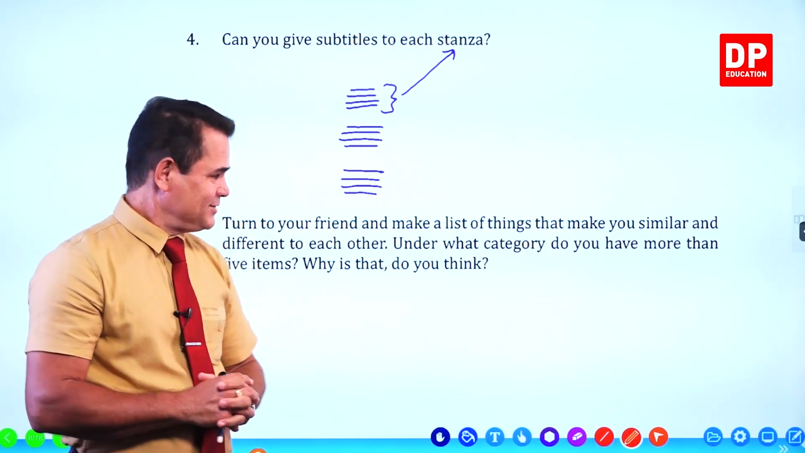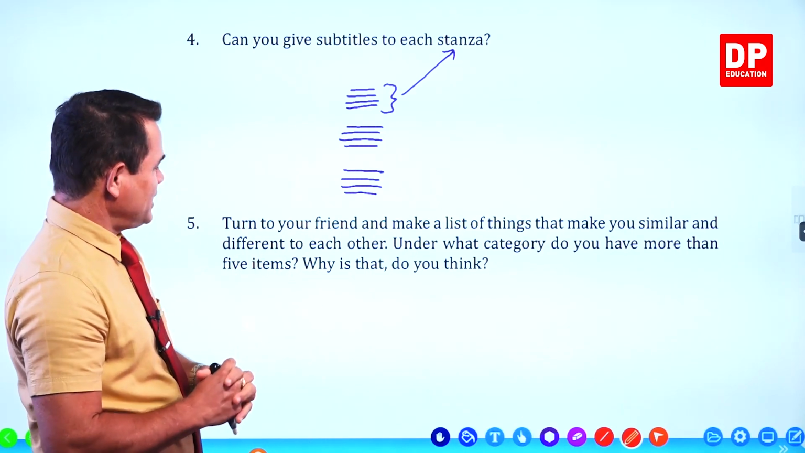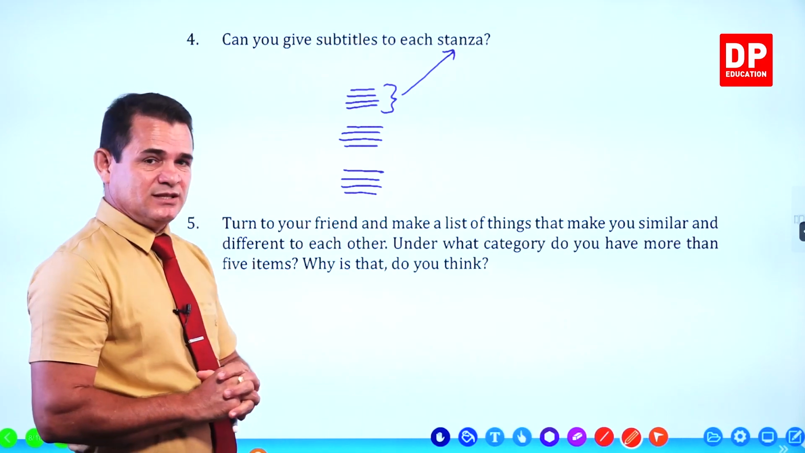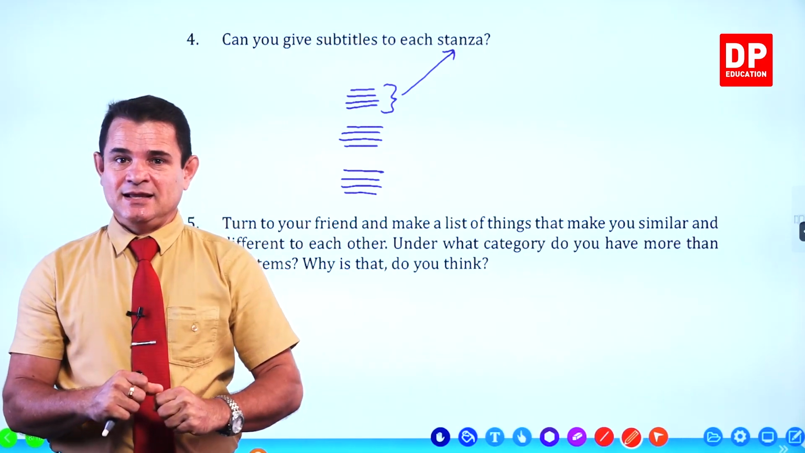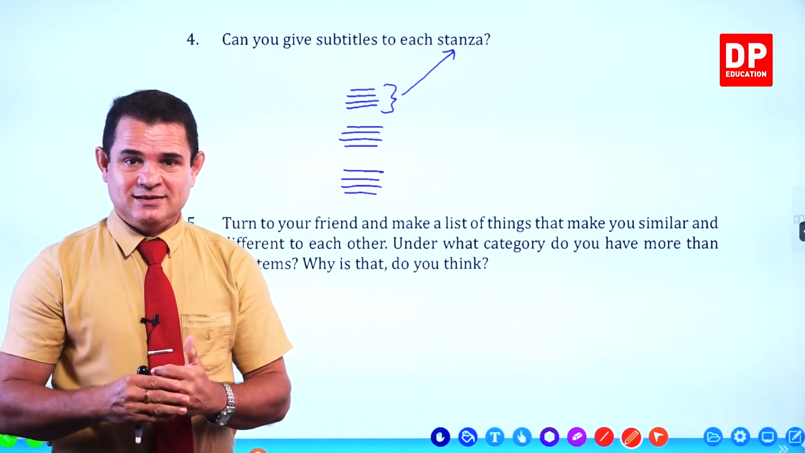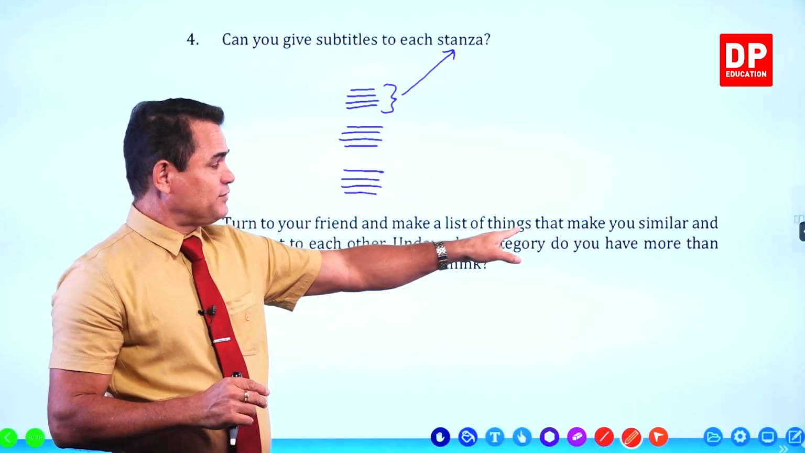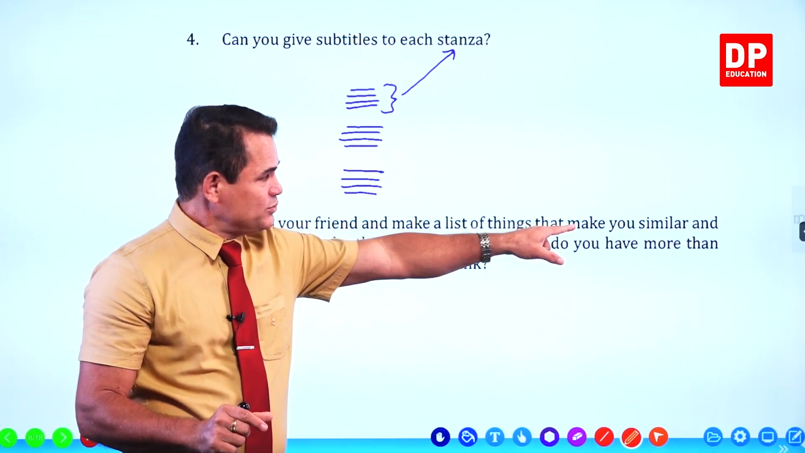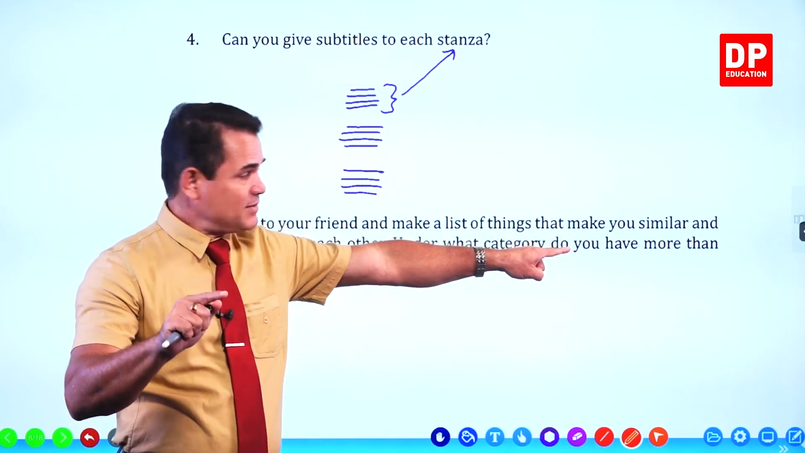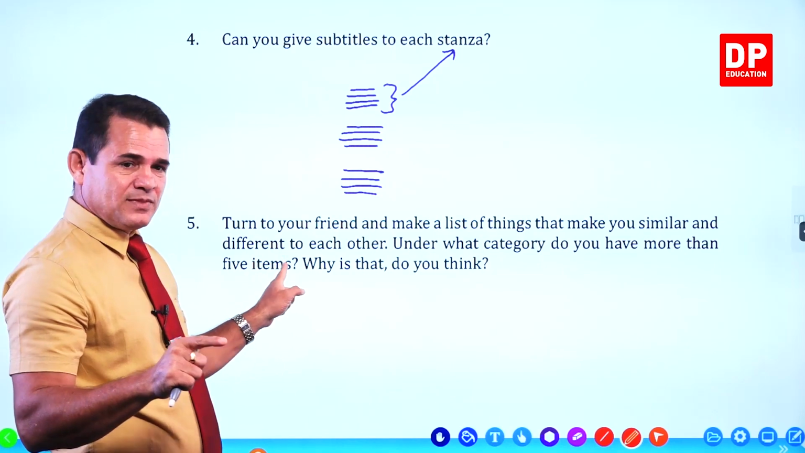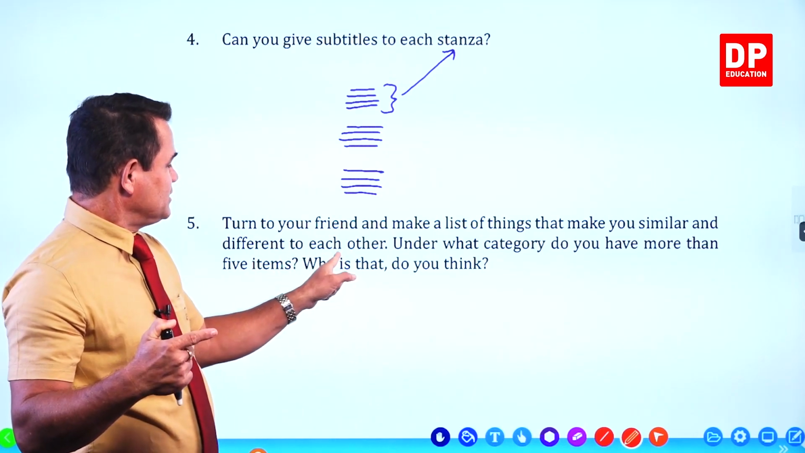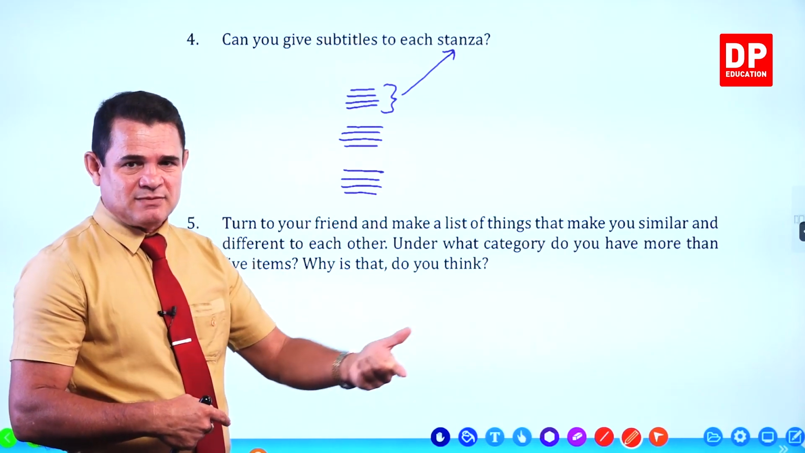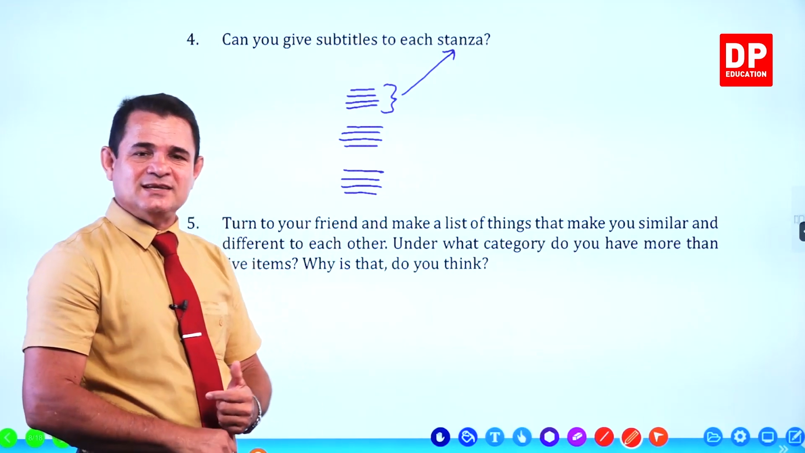Try it out. And the next one, turn to your friend and make a list of things that make you similar and different to each other. Now, turn හැරෙන්න to your friend. Friend දිහා බලලා make a list of things. You can make a list. List එකක් හදන්න. Make you similar, you similar, ඔයා සමානයි, and different, සහ අසමානයි. To each other, එකිනෙකා. ඔයා සහ යාළුවා අතර තියෙන සමානකම් සහ අසමානකම්. Make a list. List එකක් ලියන්න.